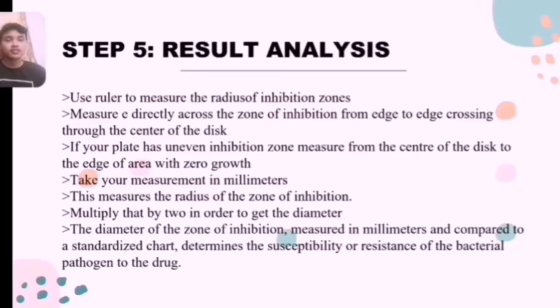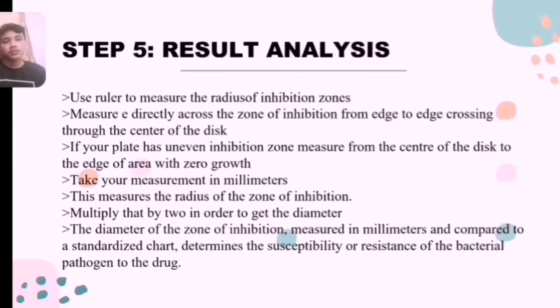Step 5. Result analysis. In this step, we will analyze the radius of inhibition zones using a ruler to get the measurement of the zones. To measure the zones, put the ruler directly across the zones of inhibition from edge to edge, crossing through the center of the disk. But if your plate has an uneven inhibition zone, measure it from the center of the disk to the edge of the area with zero growth. The measurement should be in millimeters, and to get the diameter, we will multiply it by 2.